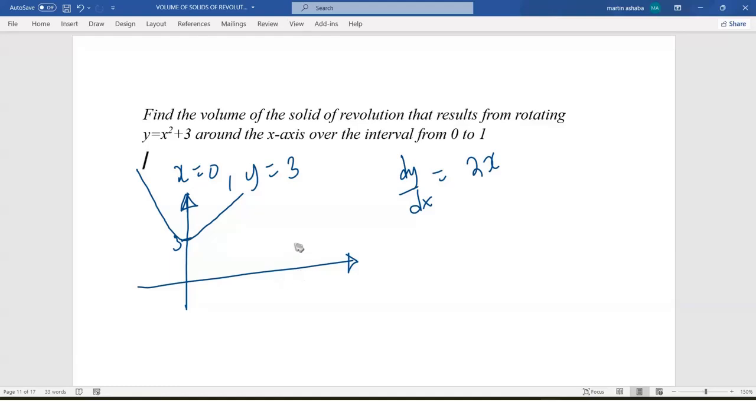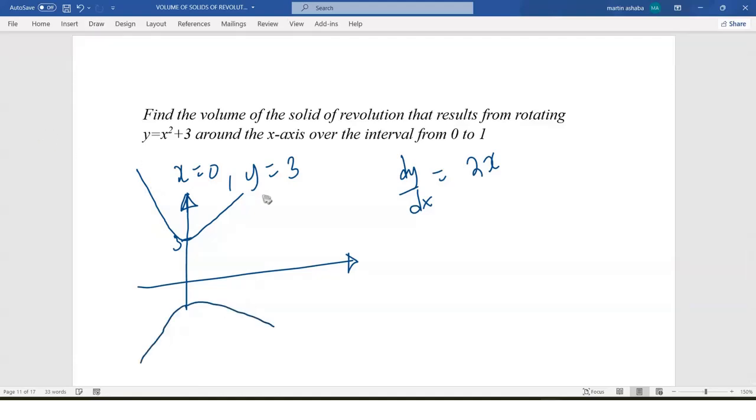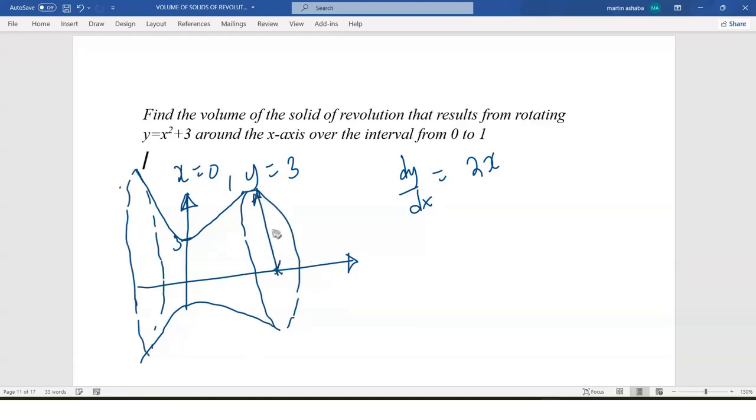So if I'm to revolve this around the x-axis, what would this form? So you can see that it's going to form something. It is going to look like it. So hope that is understood. So the radius of this other side is generally going to be y. So meaning my area is going to be pi y squared.